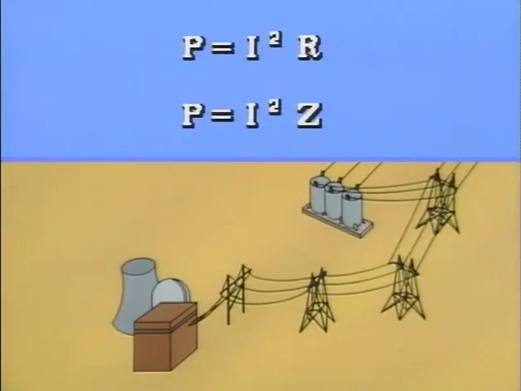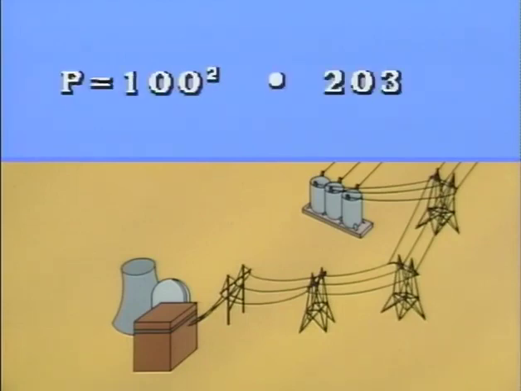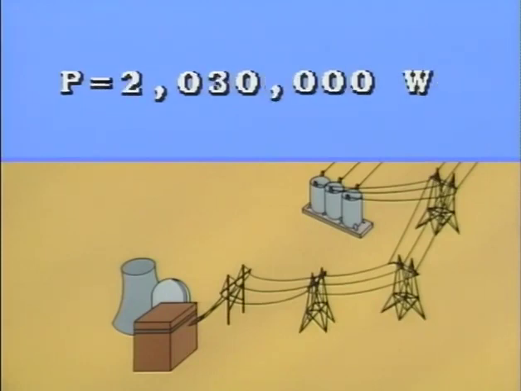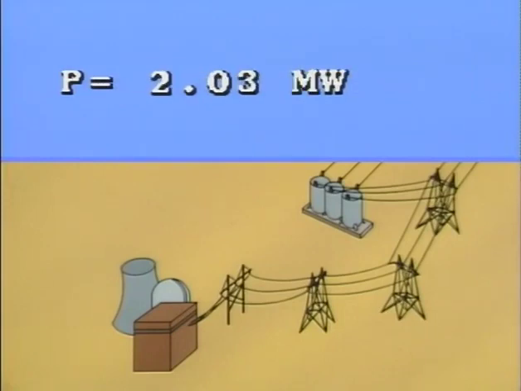Assuming that this is a 500 kilowatt system with a current rating of 100 amps, we can calculate the power loss as power equals 100 squared times 203 ohms. 100 squared is 10,000. 10,000 times 203 equals 2,030,000. So the power loss is 2.03 megawatts for the 25-mile transmission line.